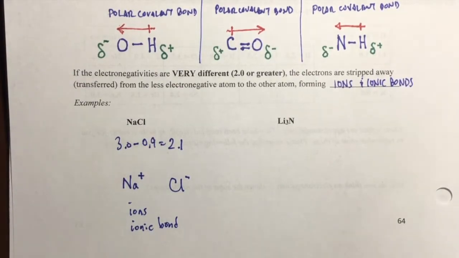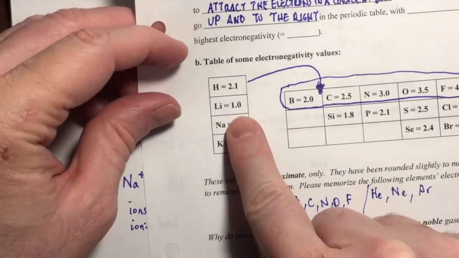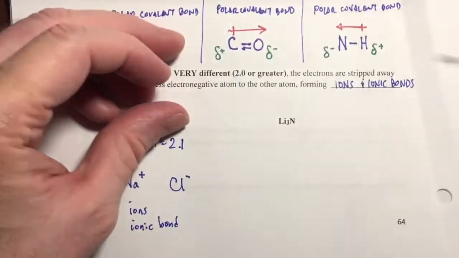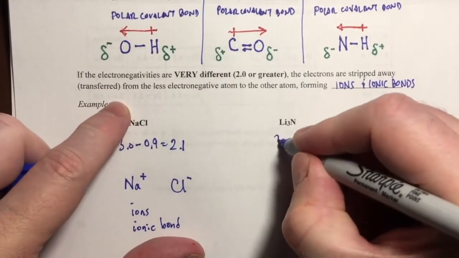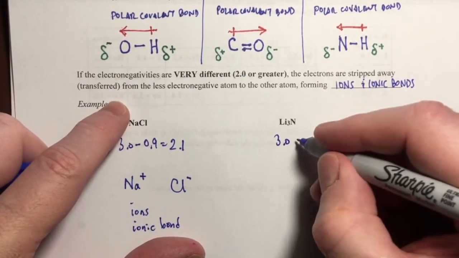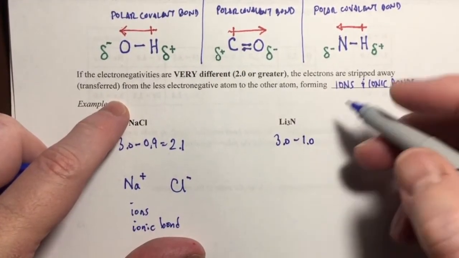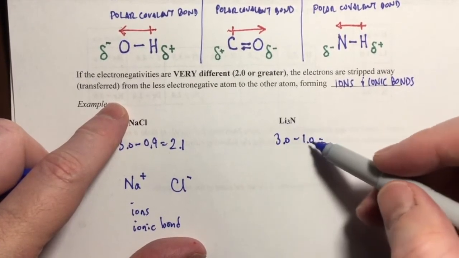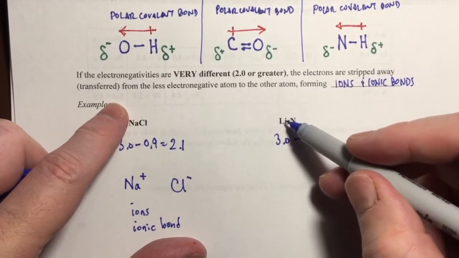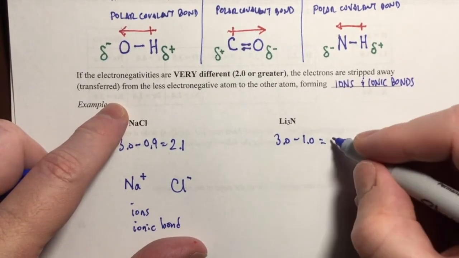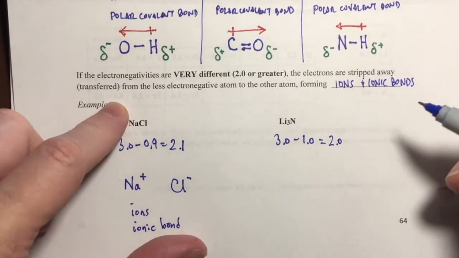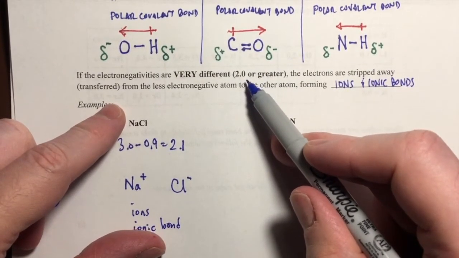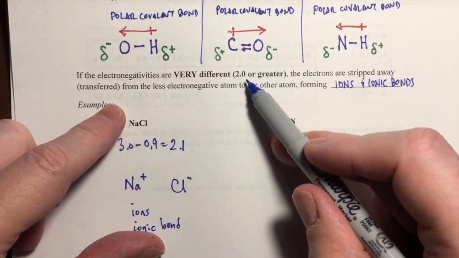Okay, coming back to this, lithium nitride. So we've got lithium has electronegativity of 1.0, nitrogen is 3.0. So the difference, 3.0 for nitrogen, minus 1.0 for lithium. And it doesn't matter that you've got several lithiums there. We're looking at the relationship between the nitrogen and a lithium. The difference in their electronegativities is 2.0, so that hits the 2.0 threshold for the electronegativity difference.